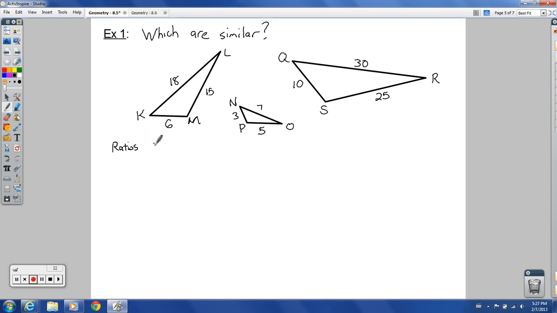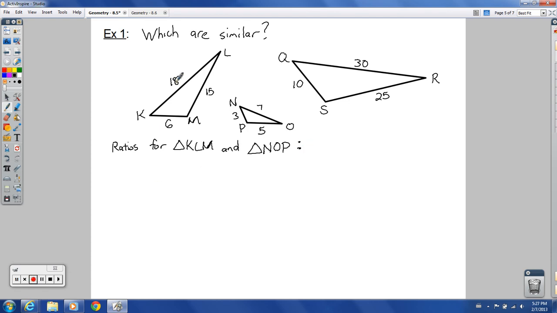So let's check the ratios for triangle KLM and triangle NOP. KLM, that would be the longest side, and then the middle side, and then the shortest side. If I compare that to this one, longest would be NO, so I would put NO first, and then the middle side would be OP, so I would put OP next, and then NP to end there. So let's check these ratios and see what we get.